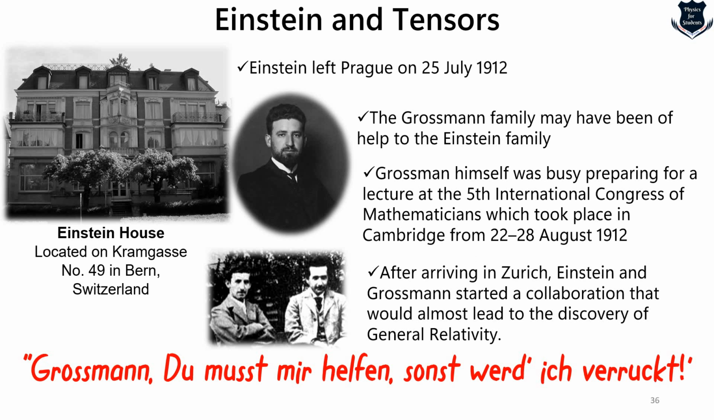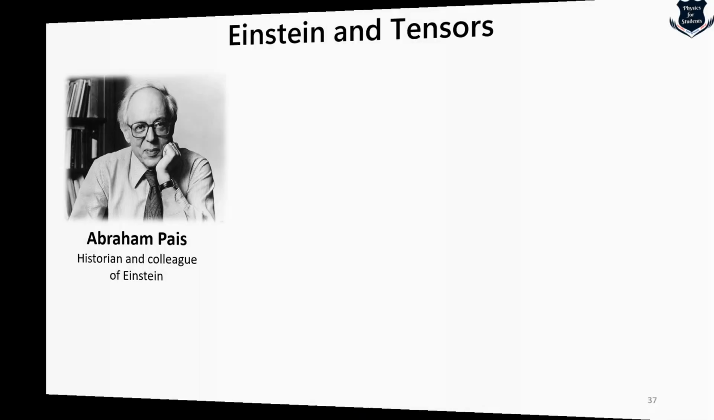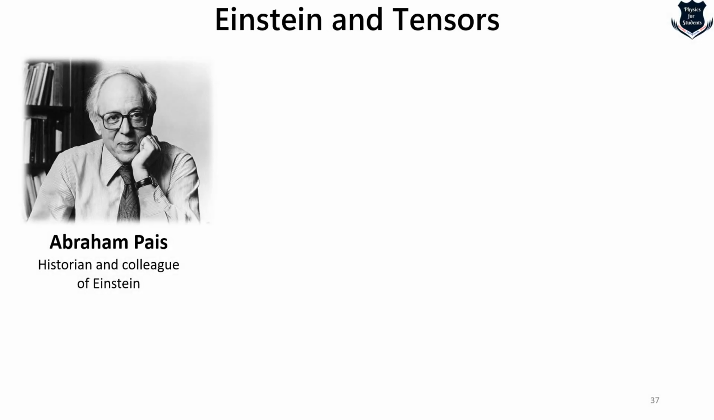That means Einstein was totally unaware of Riemannian geometry, the Ricci curvature tensor, etc. And he was seeking the help of Grossman, saying please help me, otherwise I won't be able to find the relativity theory. Now, I don't know whether you have heard about this person.